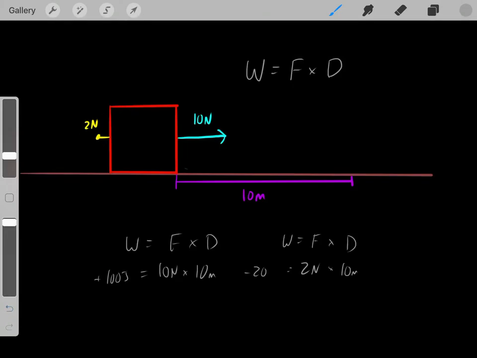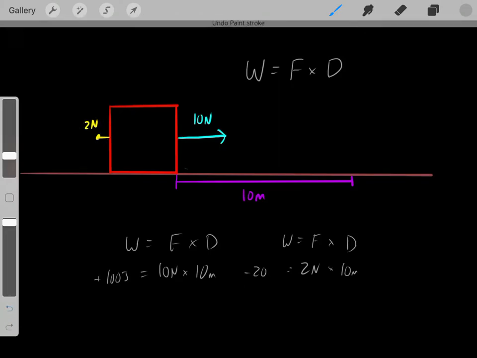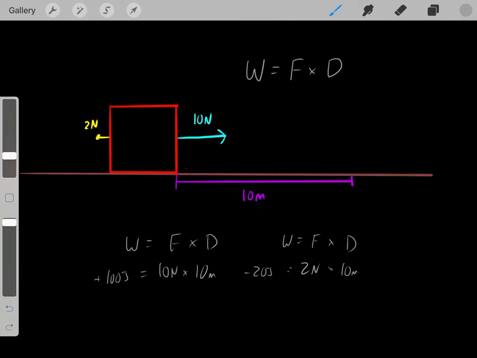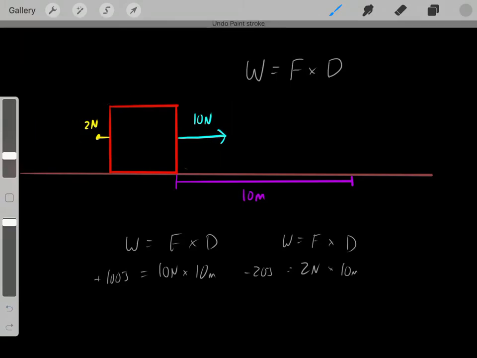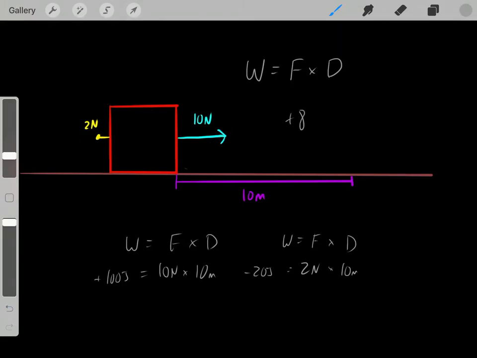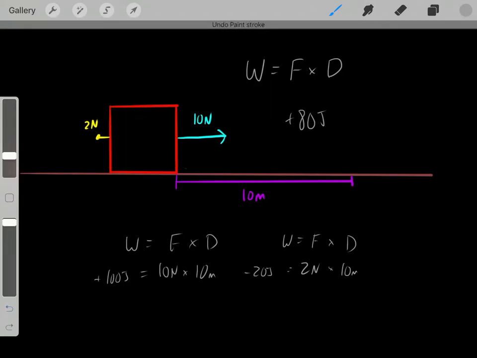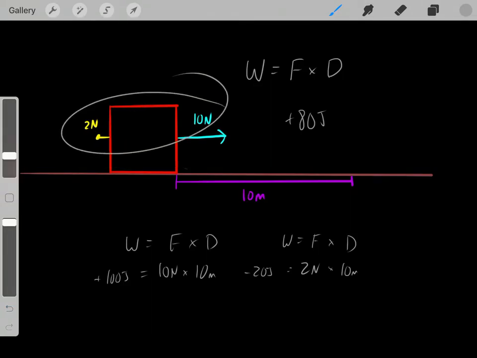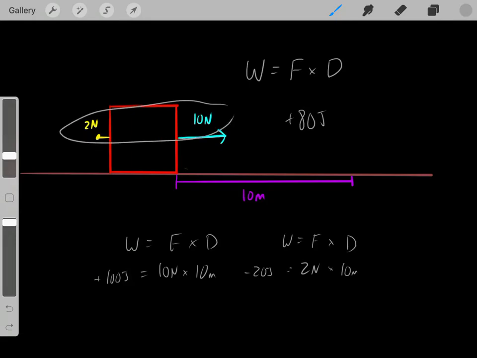So now we know this force did negative 20 joules of work, while this force did positive 120 joules of work. So in total, these two forces did positive 80 joules of work. In total, there was positive 80 joules of work done on this object. And another way you could have solved this was to just find the net force.